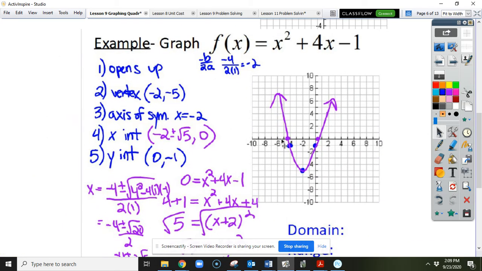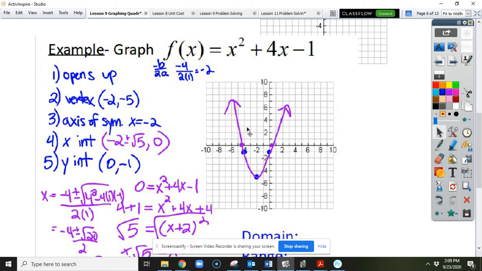All right. So hopefully this is what you got. So we look at this. I could tell that it opens up because it's positive. I go to find the vertex. I'm doing negative b over 2a. Negative 4 over 2 times 1 gave me negative 2. I need to plug that negative 2 back in, and I get negative 5.